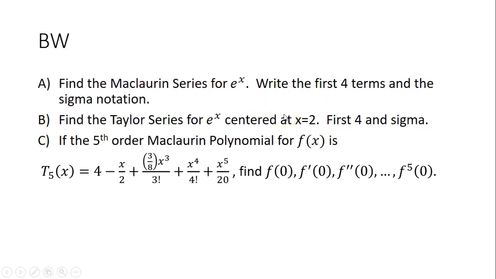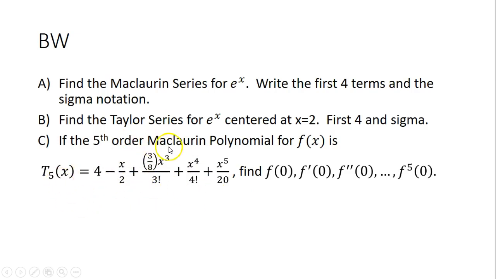So if you need to go back a slide and kind of take a look at how you're going to do that, you can take a look at that. First 4 in sigma again. And then letter C, this is a very common question that AP likes to ask. They give you a Maclaurin polynomial and they ask about the derivatives, which should be pretty easy, right? Based on the formula, you should just be able to kind of steal them from the formula, but there are some that are a little sneaky.